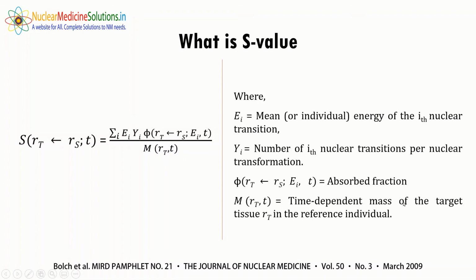And the formula for the S value is Σ_i E_i Y_i φ(rT ← rS, E_i, T) divided by M(rT, T), where E_i is the mean or individual energy of the ith nuclear transition, Y_i is the number of ith nuclear transitions per nuclear transformation, φ is the absorbed fraction, and M is the time-dependent mass of the target tissue rT in the reference individual.